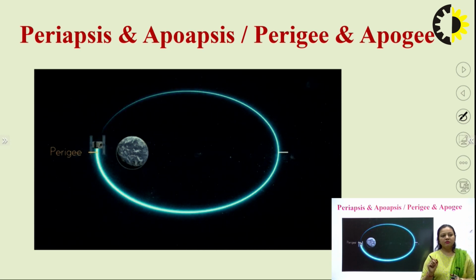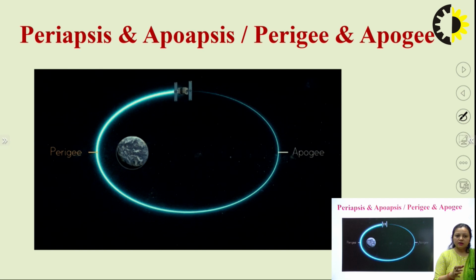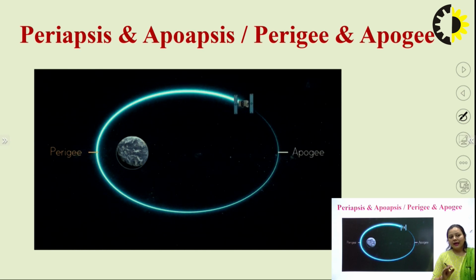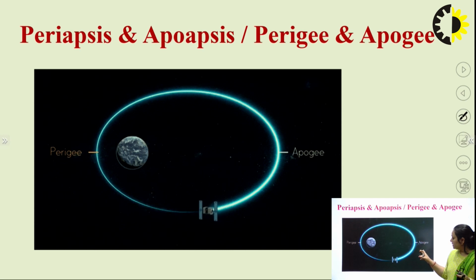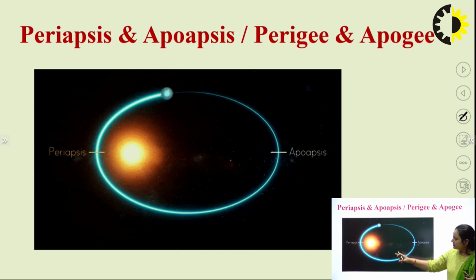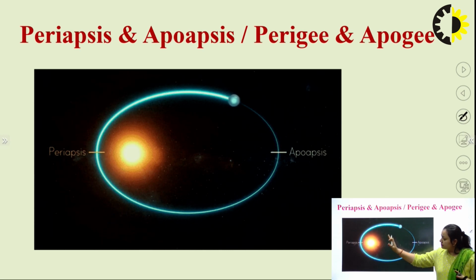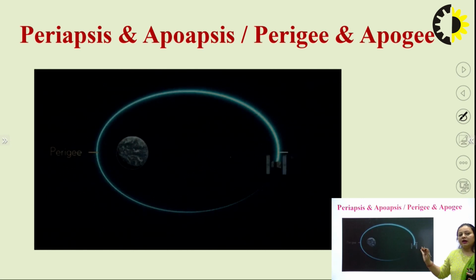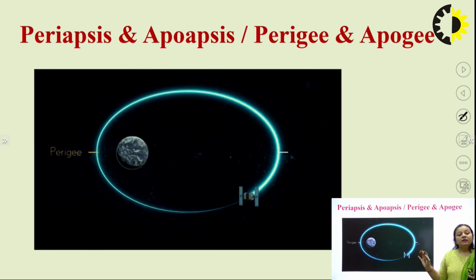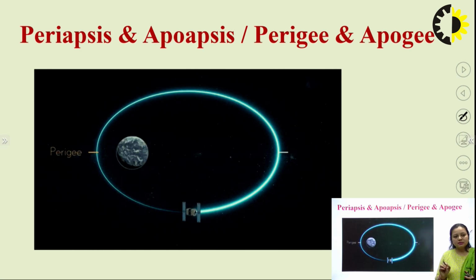Now observe one more thing. Perigee is the closest point. While the satellite crosses this periapsis point, its speed is comparatively high, and while it crosses this apoapsis point, which is the farthest from the Earth, the satellite speed is comparatively slow.